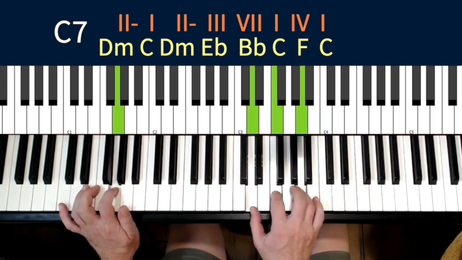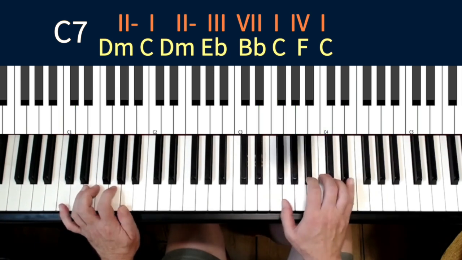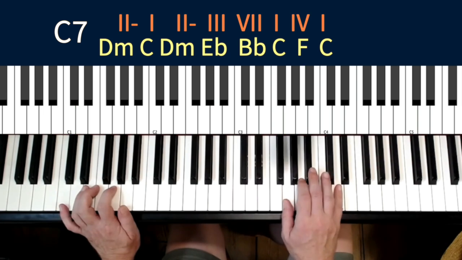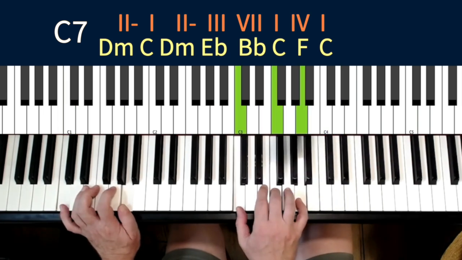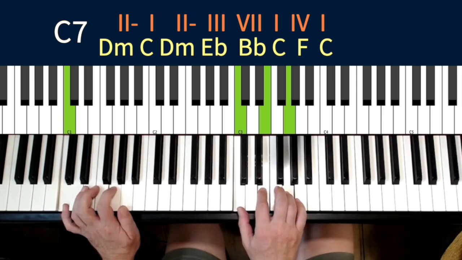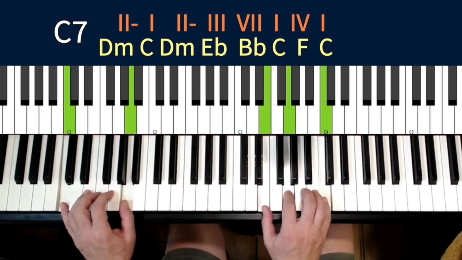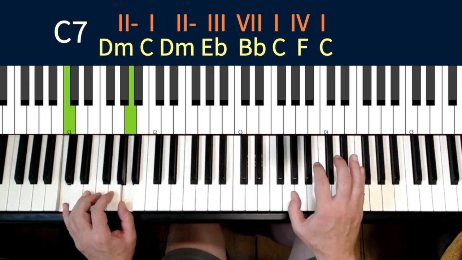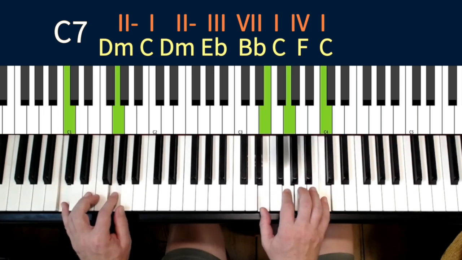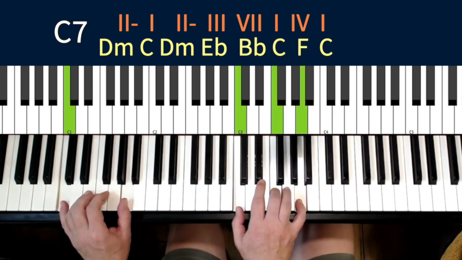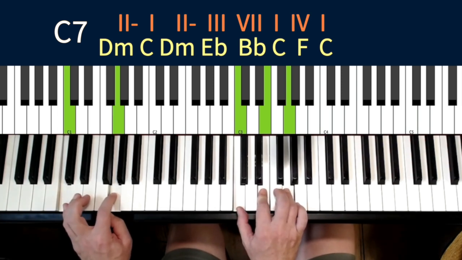2nd degree, back to C, 2nd degree, 3rd degree, 7th degree, first, and in other terms, C, D minor, C, D minor, E flat, B flat, C, and back to C. So these are the chords.